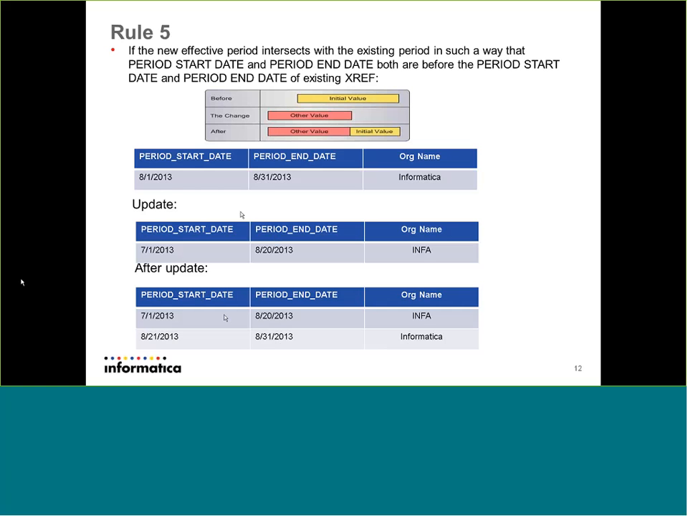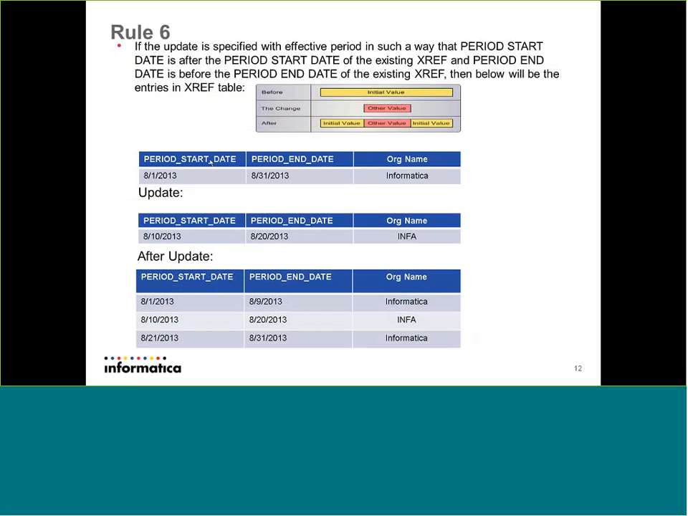So this is rule 5. And next is rule 6. When you have an initial value, say 1st of August to 31st of August, with a value in a custom column as Informatica, and you have sent an update which is in between, like say 10th of August to 20th of August, which is in between the existing period.